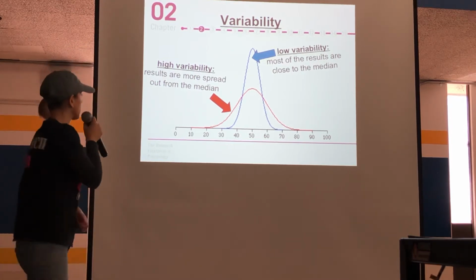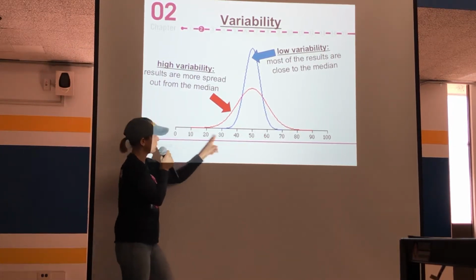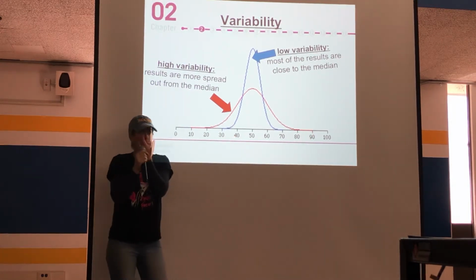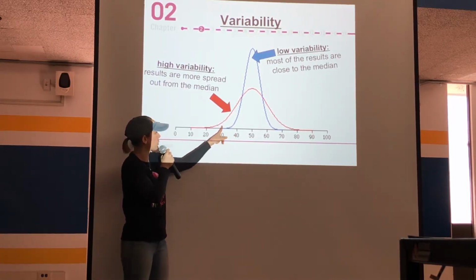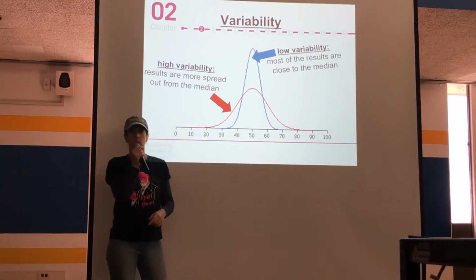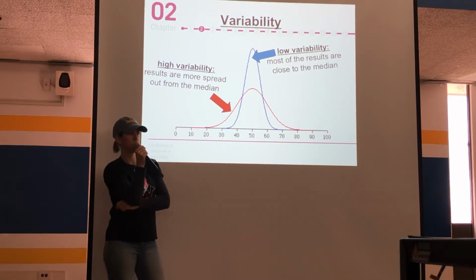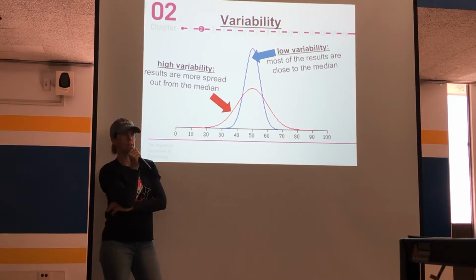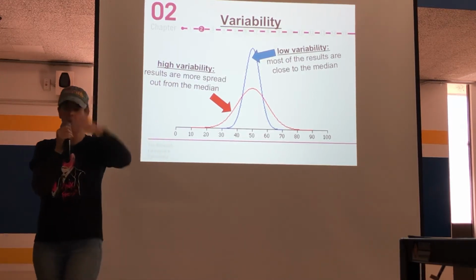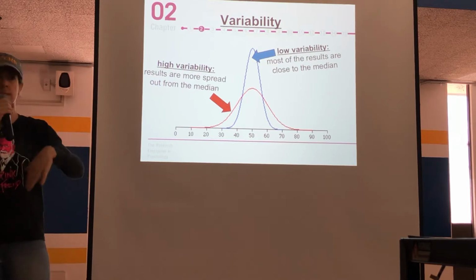Okay? So the red, you can see, goes from 10 to 90. So what's the range? 80. Good. The blue goes from 30 to 70. So what's the range? 40. So which has the higher range? The red one, right? And which has the higher variability? The red one. Which has the higher standard deviation? The red one. Which has the lower range? Which has the lower standard deviation? Which has the lower variability? Blue. They're all correlated.